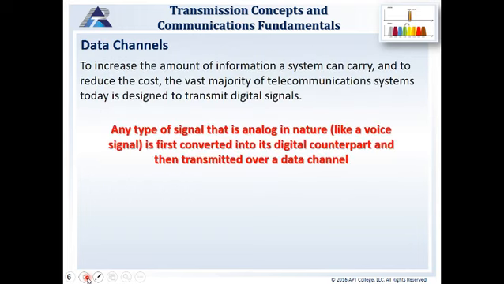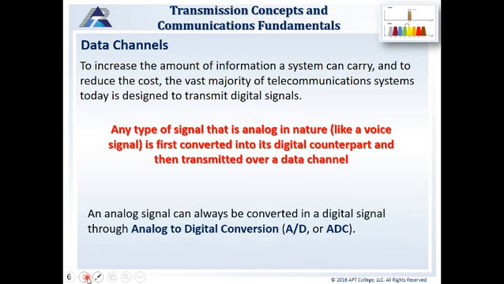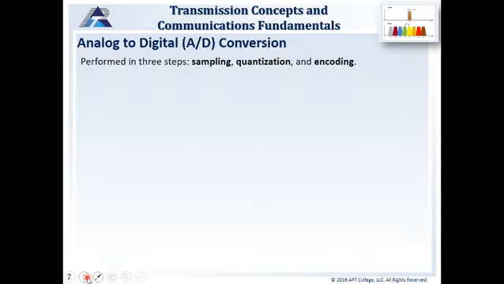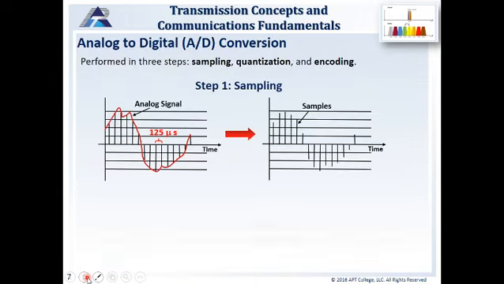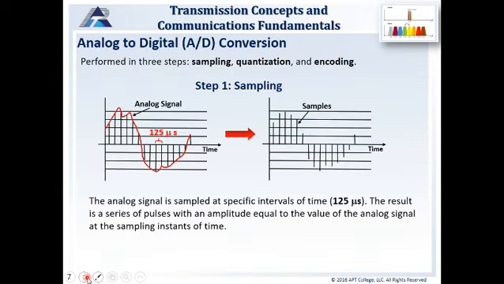To increase the amount of information a system can carry and to reduce the cost, the vast majority of telecommunication systems today are designed to transmit digital signals. Any type of signal that is analog in nature, like a voice signal, is first converted into its digital counterpart and then transmitted over a data channel. An analog signal can always be converted into a digital signal through analog to digital, or A to D, or ADC conversion. There are 3 steps in this conversion.